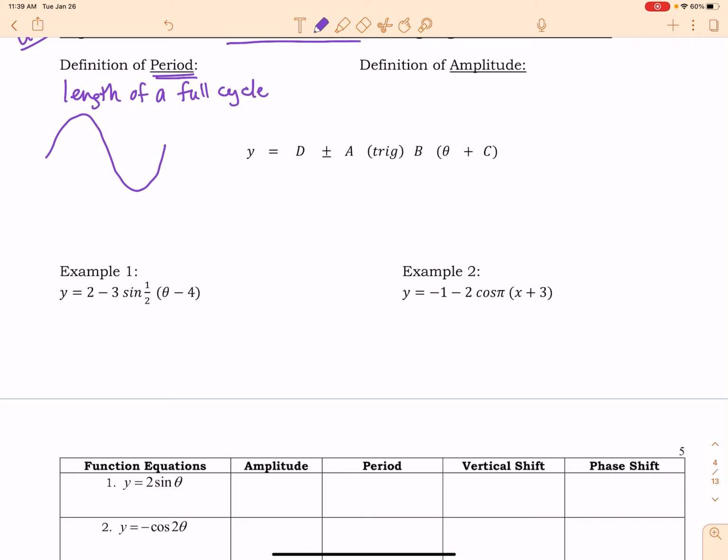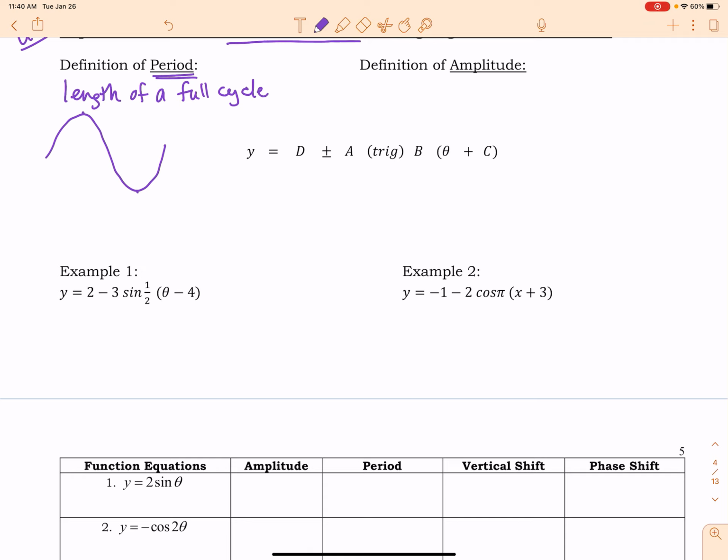So it is a whole wave up and a whole wave down. So you've got a peak and you've got a trough. That is pretty much what a full cycle is. And depending on what the period is, it will depend on whether it's stretched out or something like that. So that's what I mean by the length of a full cycle.